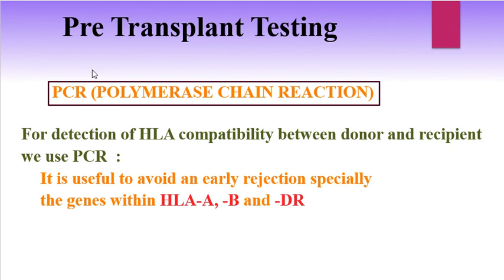And this is achieved by polymerase chain reaction, or PCR. This is very useful for detection of HLA compatibility between donor and recipient, and it is useful to avoid an early rejection, especially the genes within HLA-A, HLA-B, and HLA-DR.